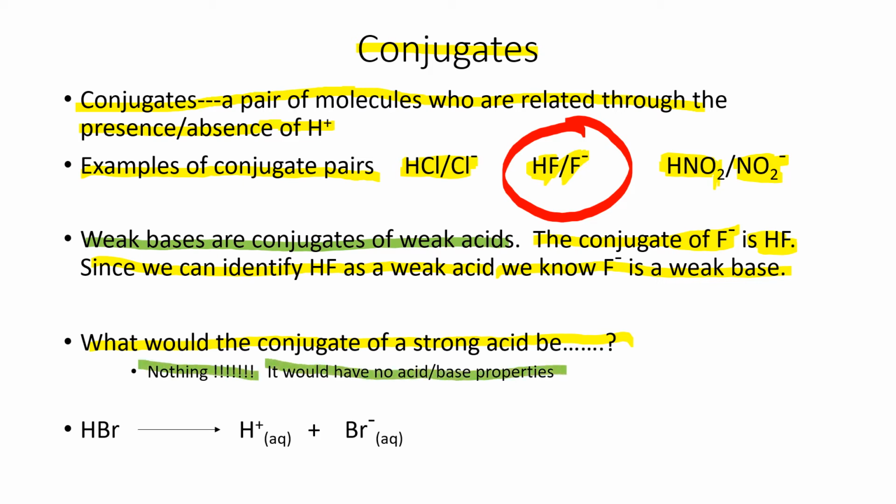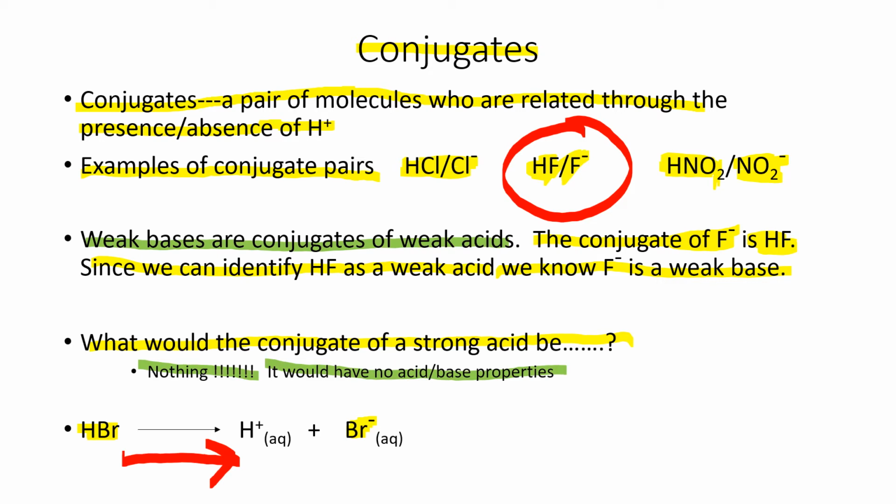So the conjugate of a strong acid is not an acid or a base, and we want to look at this. An example of a strong acid would be something like HBr. Well, what's the conjugate of HBr? The conjugate of HBr would be Br minus. But when we think about something as a strong acid, notice the arrow. The arrow is just pointing to the right, meaning complete breakup into ions.